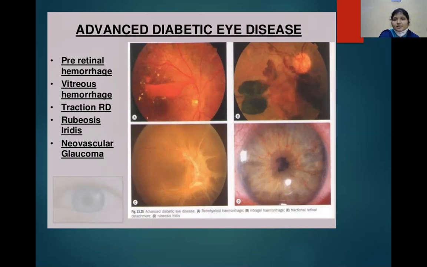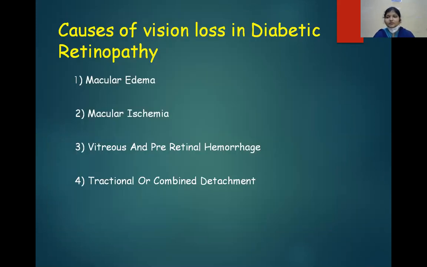Diabetic maculopathy is classified into 5 types: focal exudative, diffuse exudative, ischemic maculopathy, mixed maculopathy, and CSME, clinically significant macular edema. And the last stage is advanced diabetic eye disease, and in that we have retinal or vitreous hemorrhage, and retinal detachment, and neovascular glaucoma.